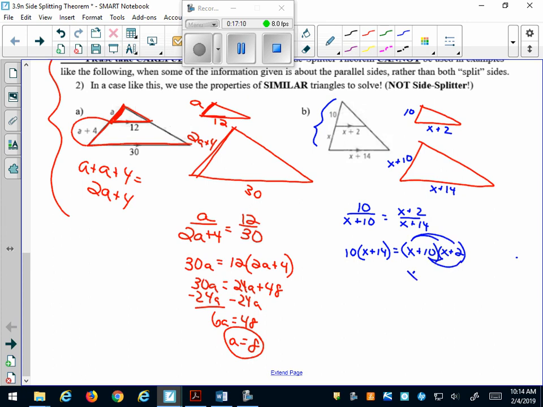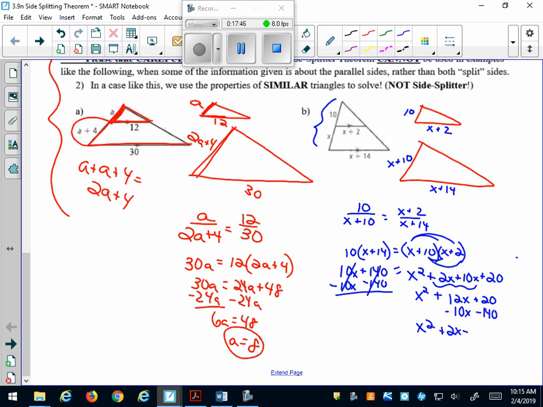FOIL if you think of it that way. x squared plus 2x plus 10x plus 20 equals 10x plus 140. We've got to combine like terms here, but we still have a situation where there's an x squared term and an x term. So we have to factor. So get everything equal to 0 on this side. Subtract 10x, subtract 140. You get x squared plus 2x minus 120 equals 0. And then we have to factor that.